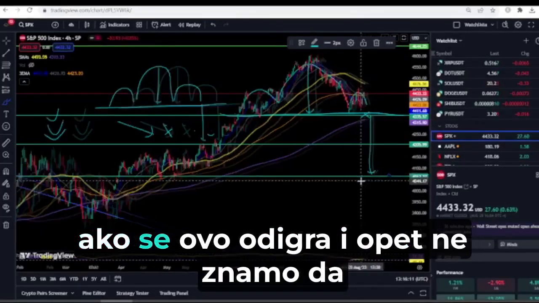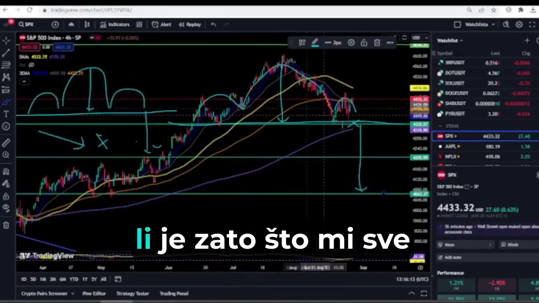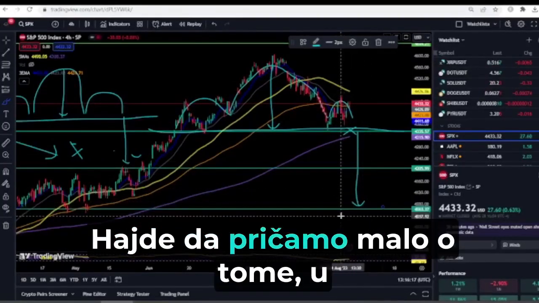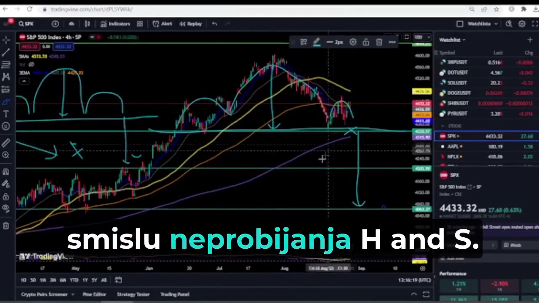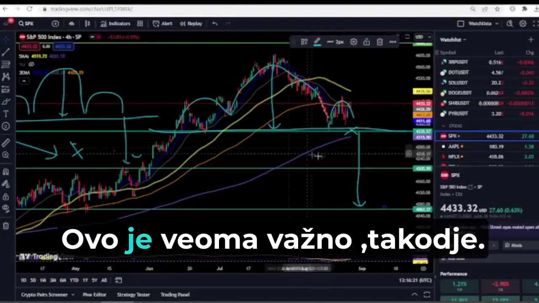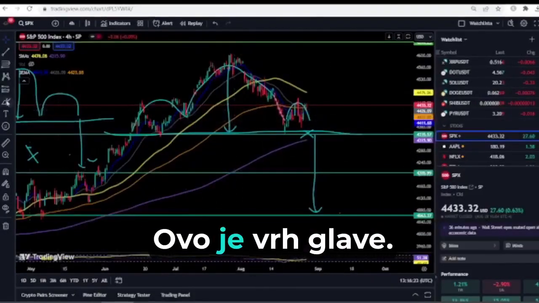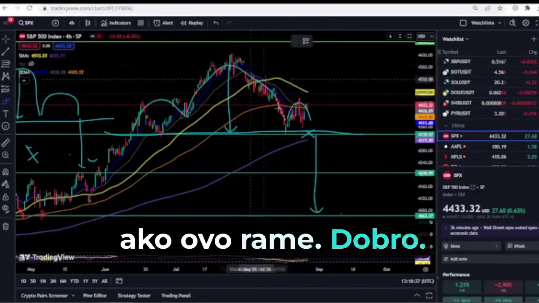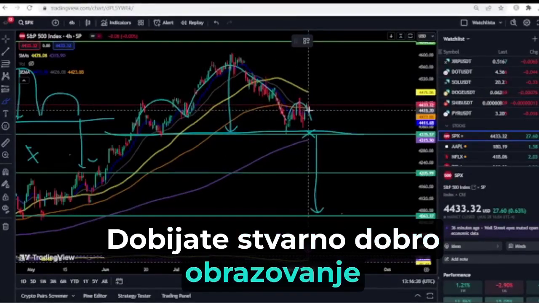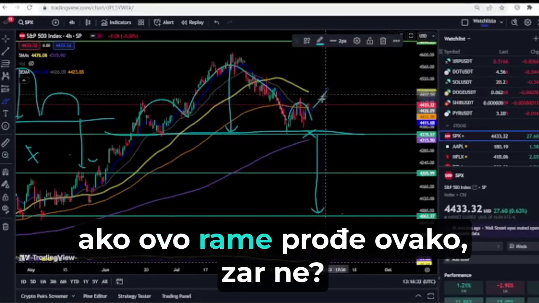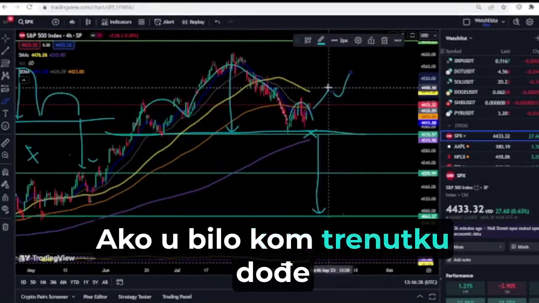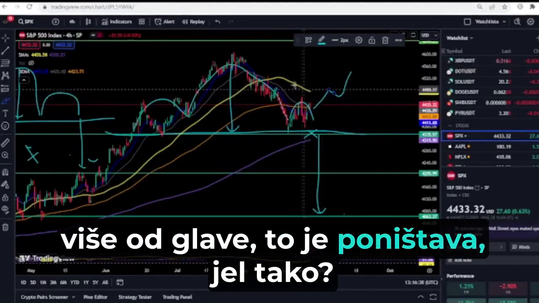That would be, again, if this plays out, and we don't know if it is, because for all we know, by the way, how does a head and shoulders fail? Let's talk a little bit about this, in terms of failure on a head and shoulders, because this is very important too. Here's the high of the head, here's your shoulder that you're making. If this shoulder, getting into some really good education today, guys, goes like this, right? If at any point it takes out the high of the head, it invalidates it, right?